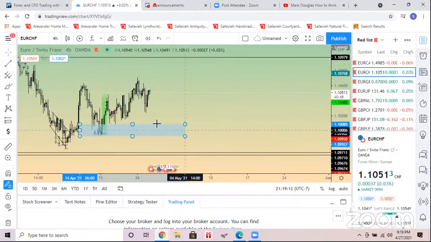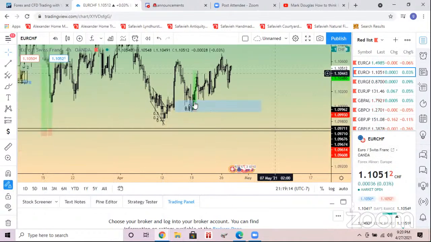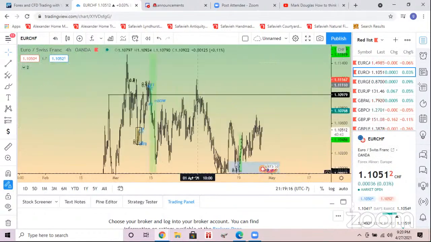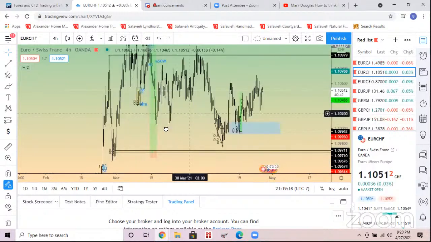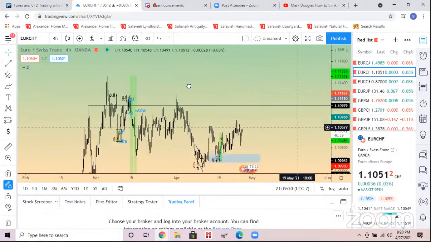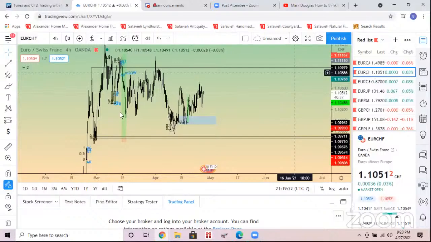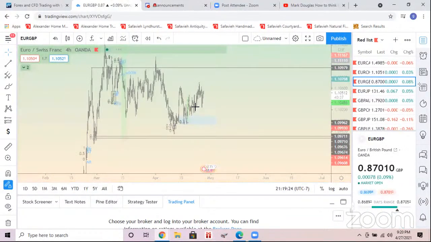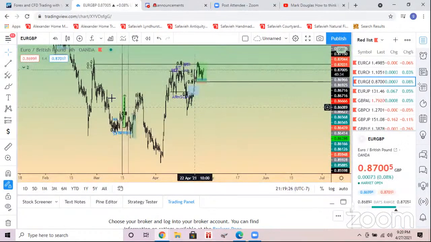to see a schematic in here. And then obviously I still have my limit set down here because we haven't made a new high yet. So that's what I'm looking at there. Euro GBP.